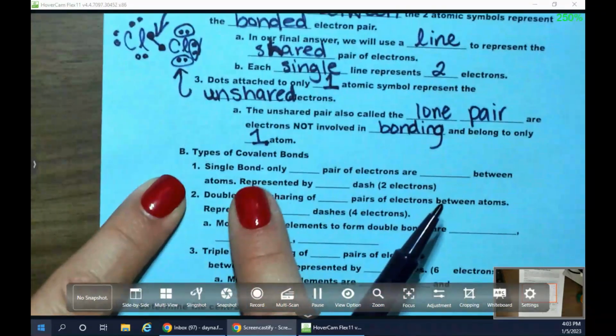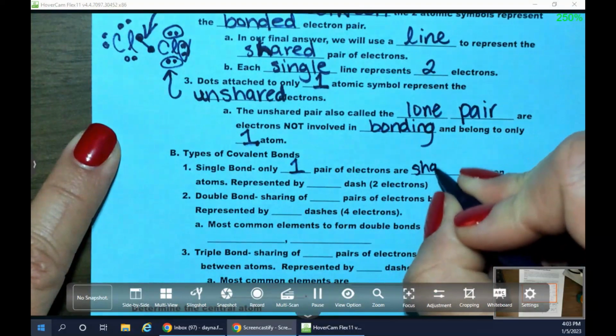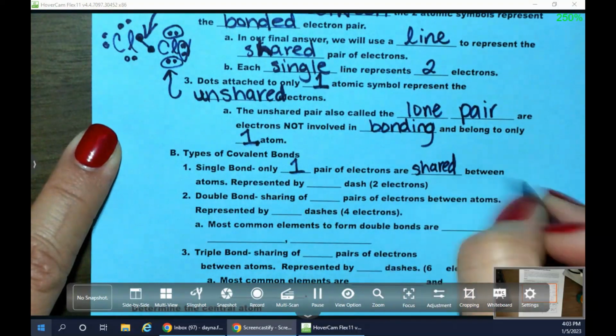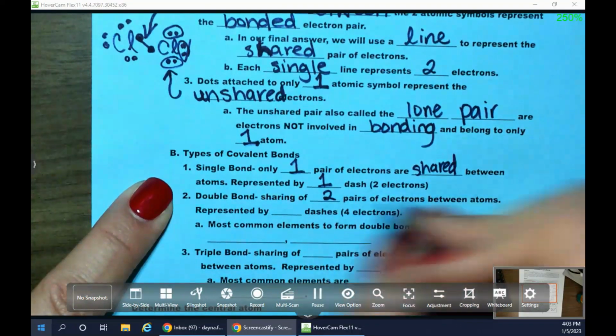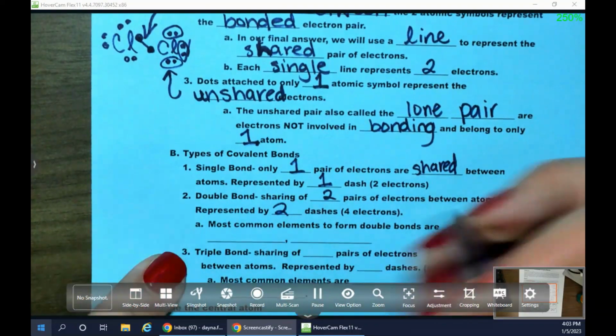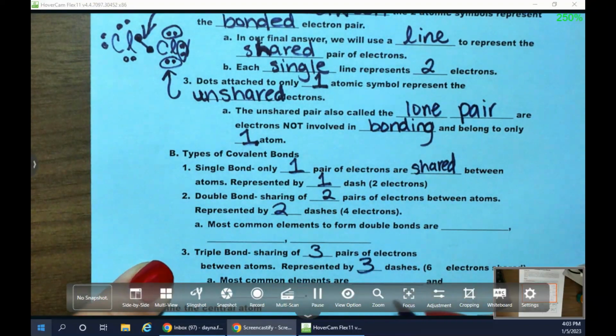We're going to have single bonds, which is only one pair of electrons being shared. Pair, again, means two. Between atoms, it's represented by one line. A double bond is two pairs, represented by two lines. And then a triple bond is going to be the sharing of three pairs, represented by three lines, right?